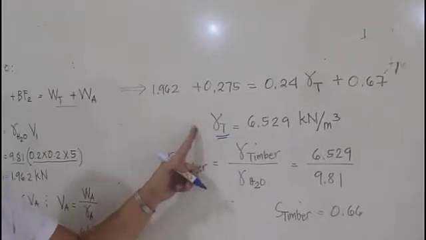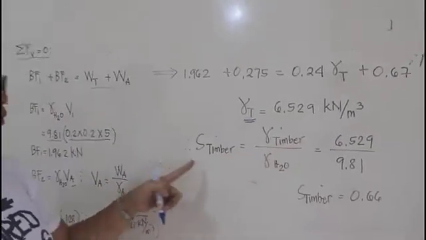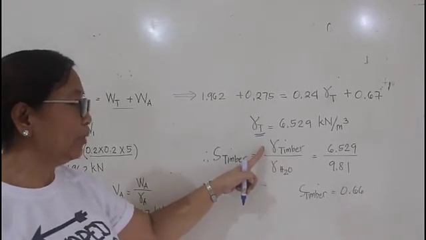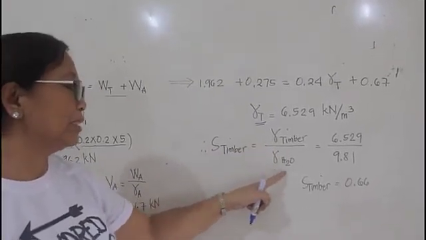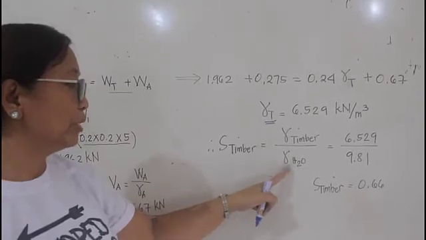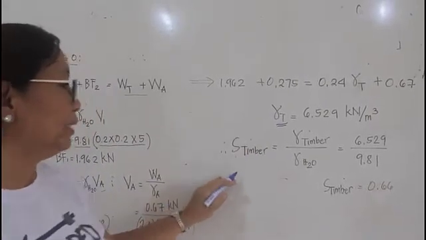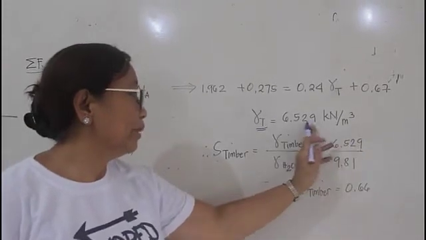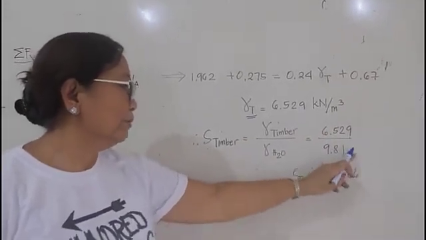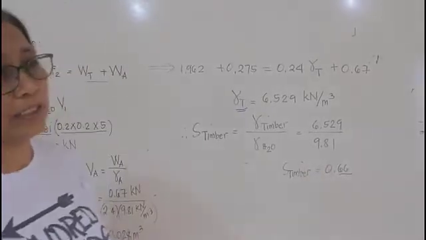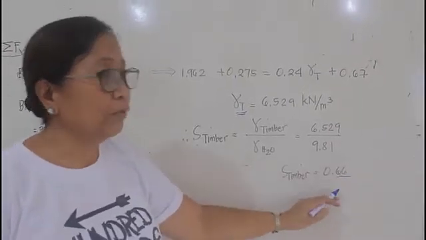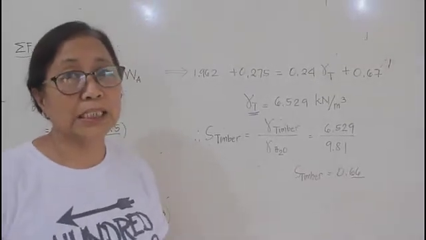Unit weight per volume. So, since we know that the unit weight of any quantity divided by the unit weight of a standard substance, which is water, gives you the specific gravity. So, the specific gravity of timber is 6.529 over 9.81. That is 0.66. Kaya hindi lumubog yung timber kasi less than 1 yung kanya specific gravity.